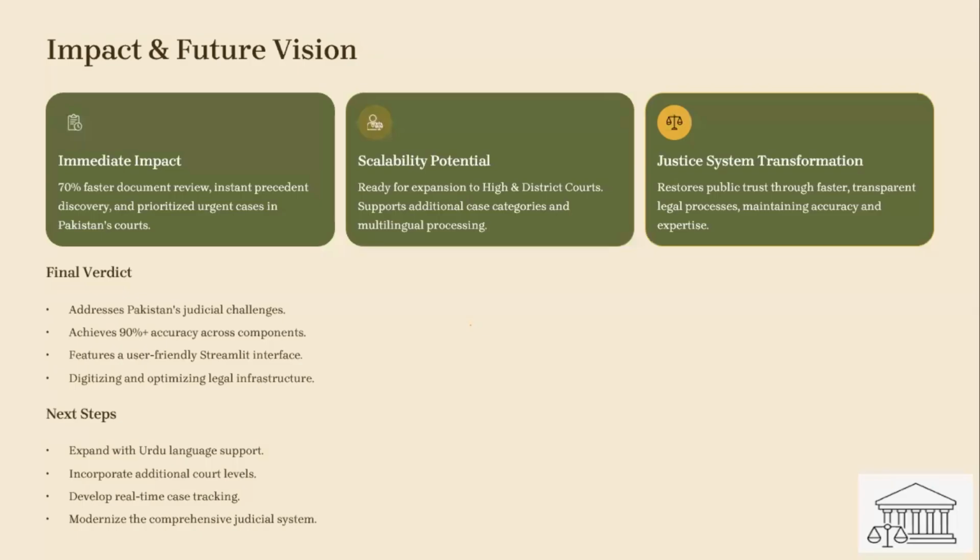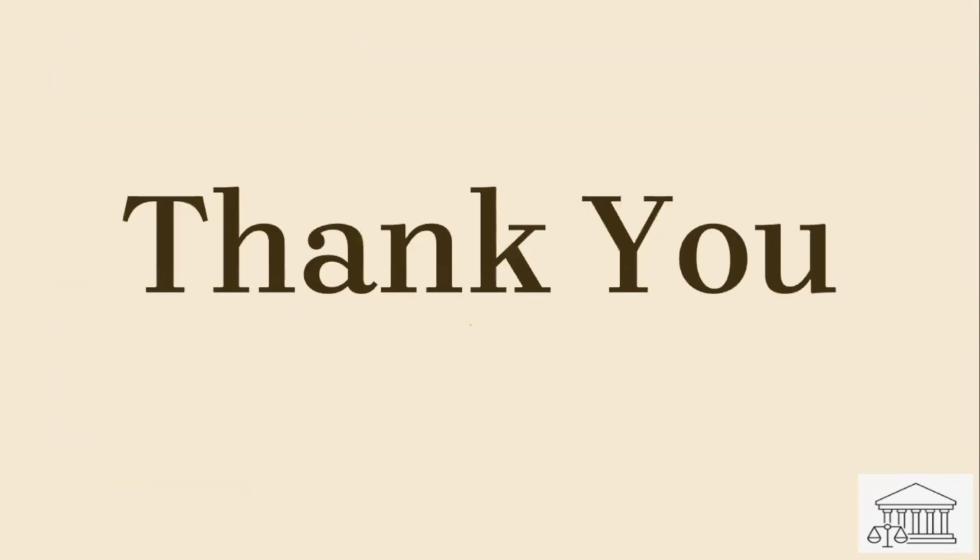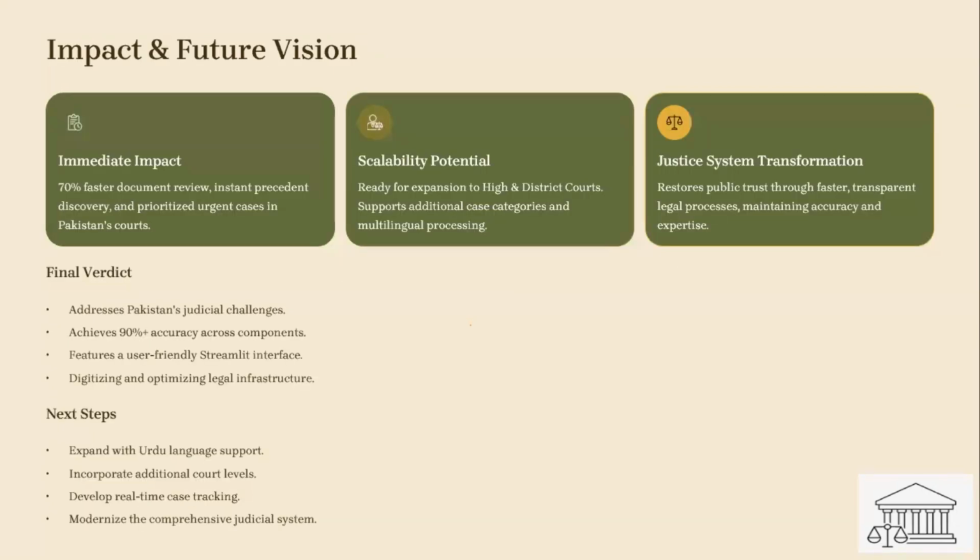Overall, this system helps cut down review time by nearly 70%, finds precedents instantly, and prioritizes urgent cases so they can be handled faster. It's ready to scale from the Supreme Court to high courts and district courts, and even multilingual support will be implemented in the coming phases. In short, our project takes a small but confident step towards a faster, smarter, and fairer justice system in Pakistan. Next, we plan to add Urdu language support and real-time case tracking.